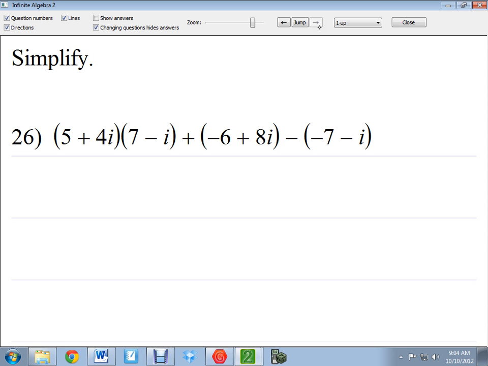And that is much more complicated, but it's not really. We have some multiplication that we have to take care of, and then we're going to add it to the other numbers, add and subtract. So let's go ahead and multiply. You can use the FOIL method, you can use the table method.